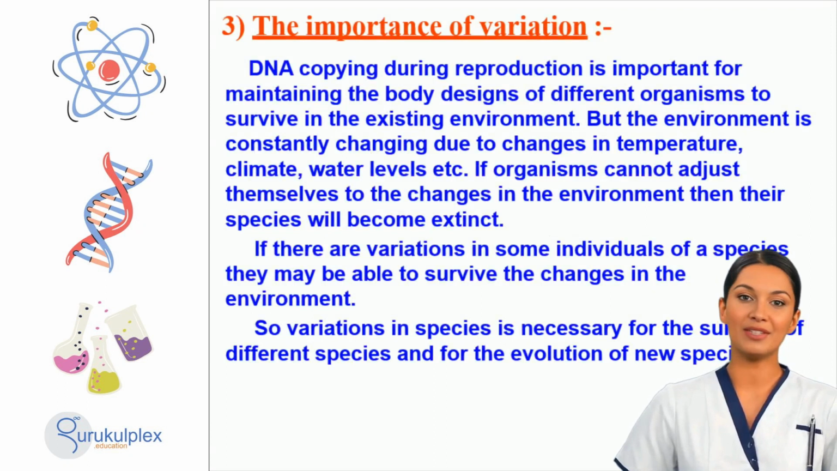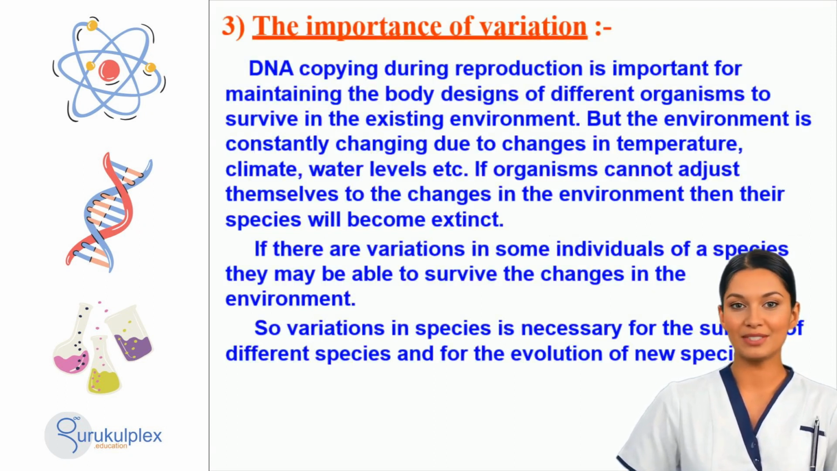Variation is of paramount importance. During DNA replication during reproduction, it is essential for keeping and safeguarding the body forms of living beings. However, the environment is ever-changing, with climate, temperature, and water levels fluctuating on a regular basis. These dynamic conditions can cause species to become extinct if they are unable to adjust to the new environment.